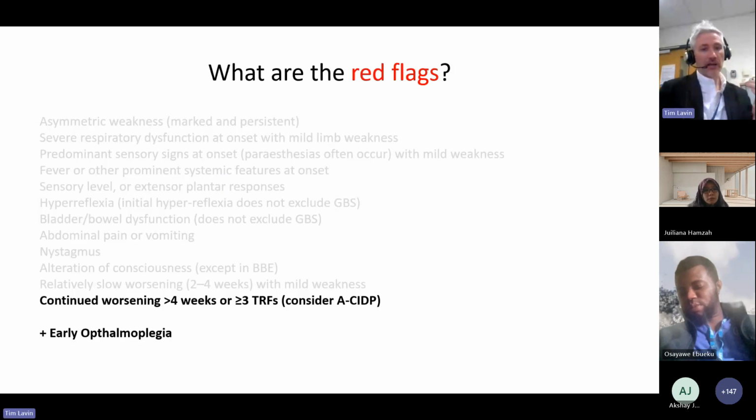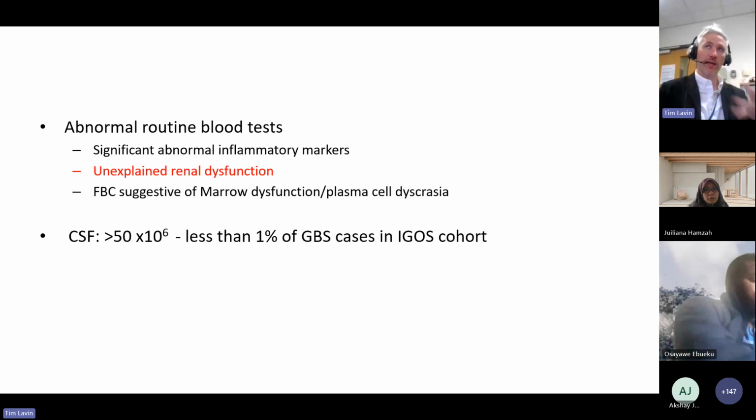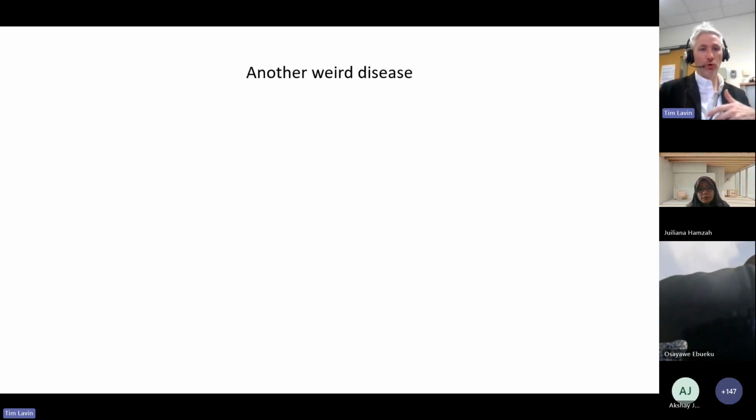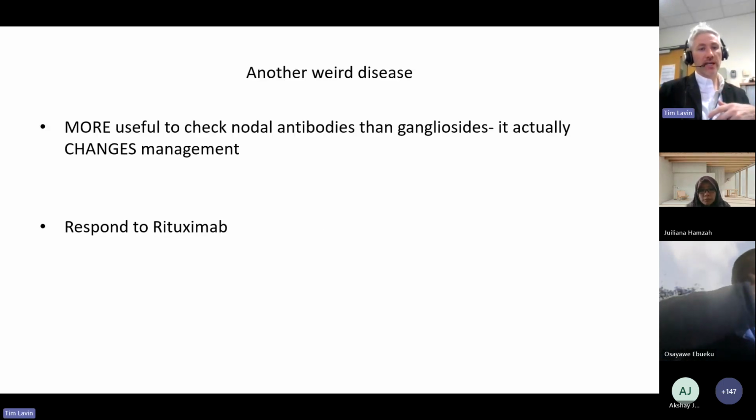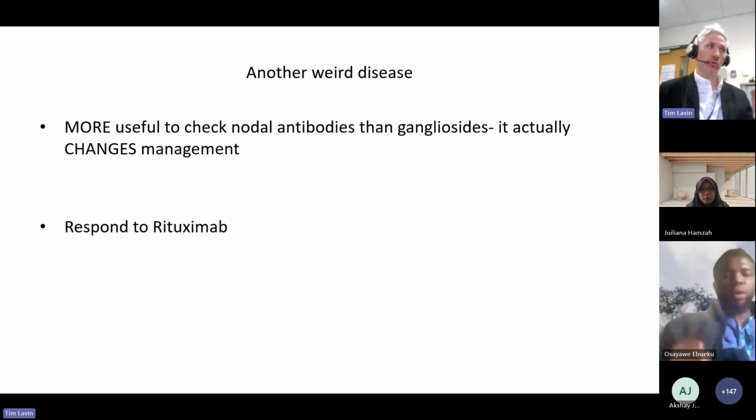But in this case, we had someone who had some red flags, which are a hint, but it's important to bear in mind: if we're going to treat GBS, do I need to make sure I store a sample in case we need to go back and reinvestigate this patient more effectively? That's really important. As I said, everyone tells you to check ganglioside antibodies in patients with GBS, but actually it's probably more important to check these antibodies than gangliosides, because they actually do change our management.